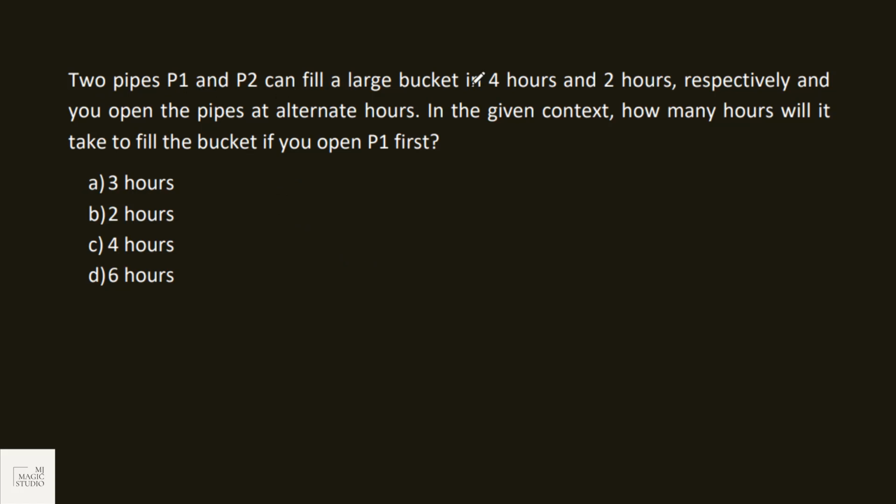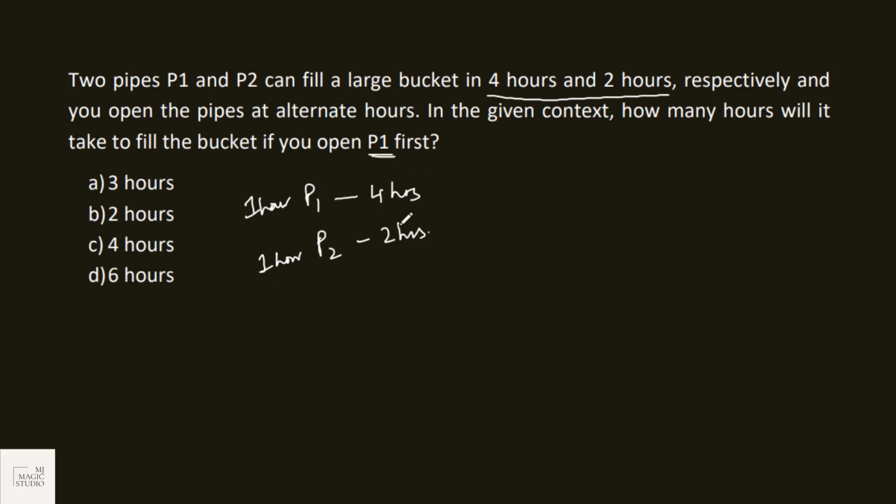Two pipes P1 and P2 can fill a large bucket in 4 hours and 2 hours respectively. P1 will take 4 hours and P2 can do it in 2 hours. And you open the pipes at alternate hours. In the given context, how many hours will it take to fill the bucket if you open P1 first? Actually, what is happening? We are opening P1 for 1 hour. Then we are opening P2 for 1 hour. Then we will open P1 for the next 1 hour, and on and on.